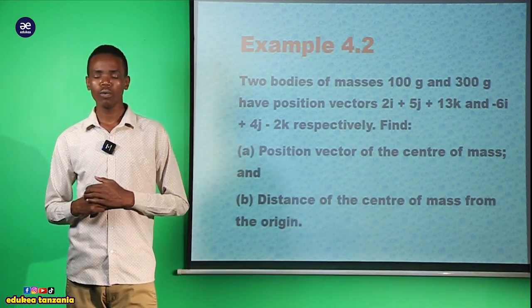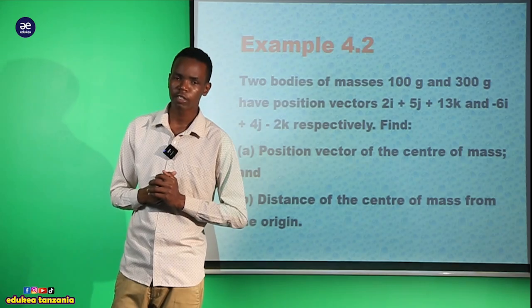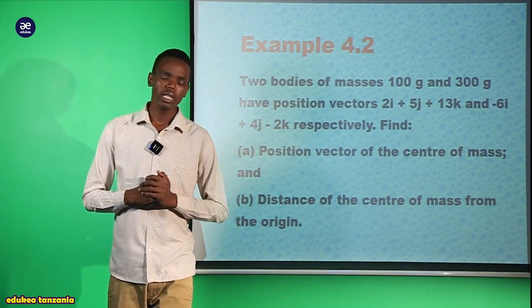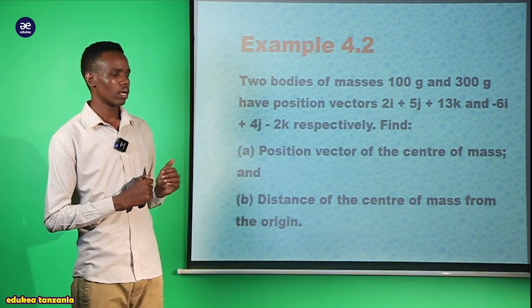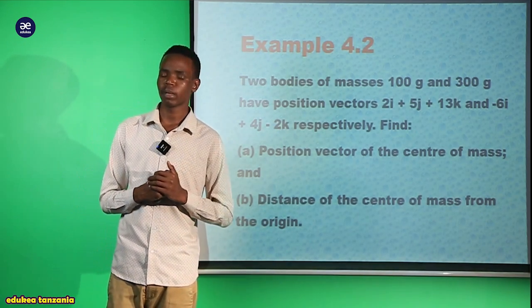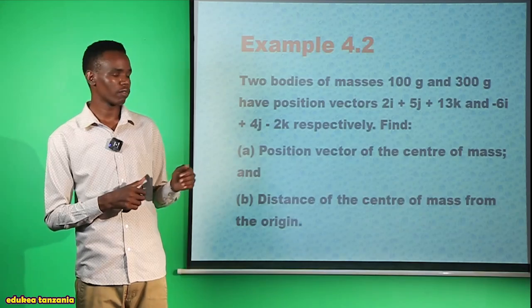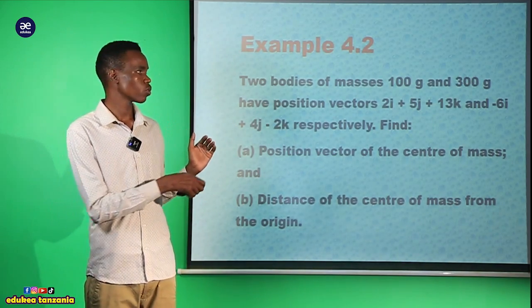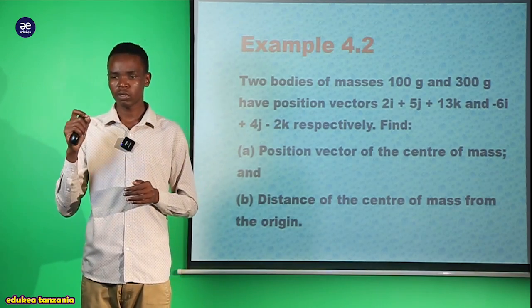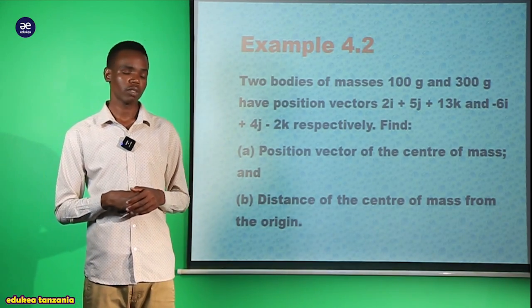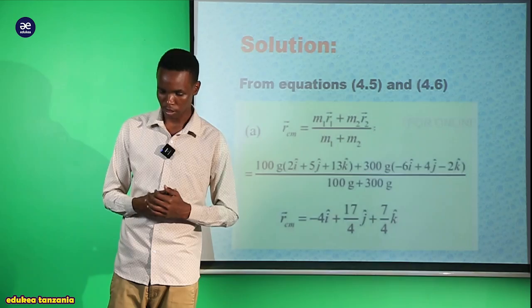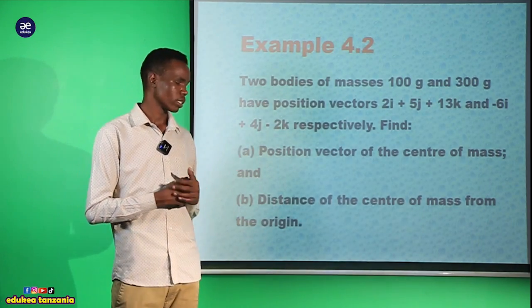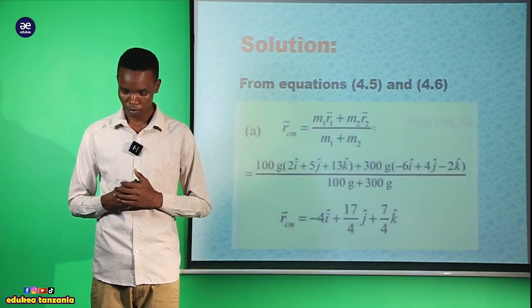First of all, we are supposed to summarize our given values into our equation. In our equation here, we have the mass 1, the mass of particle 1, which has the position vector. So we have mass 1 equal to 100 gram, and mass 2 equal to 300 gram. We also have the position vectors. Now we are required to find what the position vector of the center of mass will be.